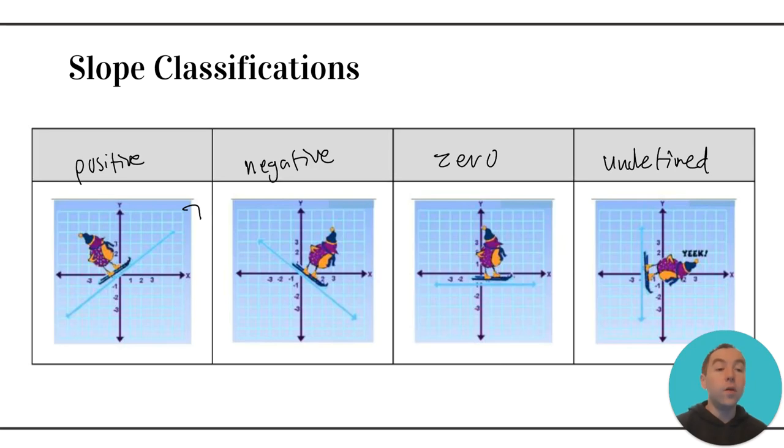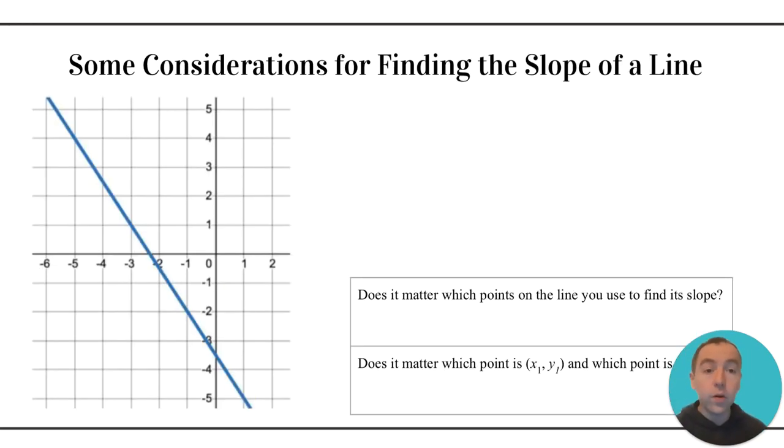Okay, all right, so let's look at some examples where we could find some slope from graphs and that sort of thing. One thing we want to concern ourselves with is knowing which points on the line we need to use to find the slope. Like, does it really matter?